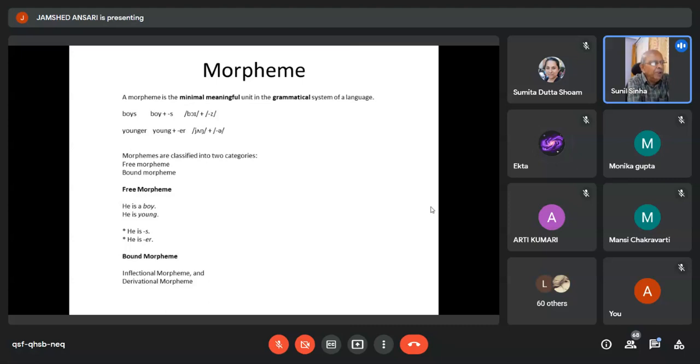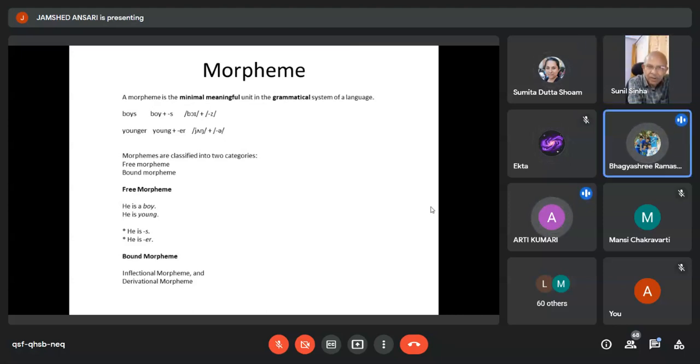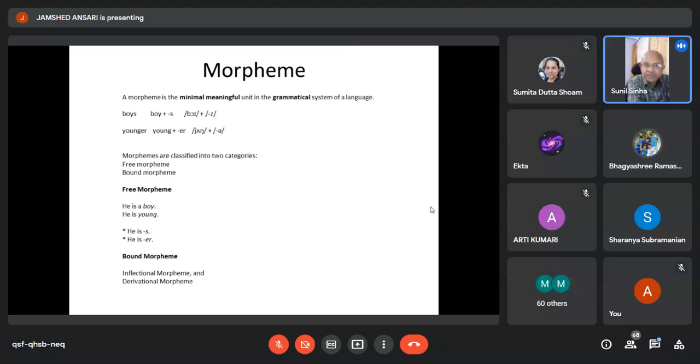Now, which word did I ask? Disorderly, right? How many morphemes are there in disorderly? Three. And what are they? Dis, order and ly. Now, can you add any other morpheme to that? Think of that. Can you add one more morpheme to disorderly? It's ness. Disorderliness. Yes, you can add one more morpheme.